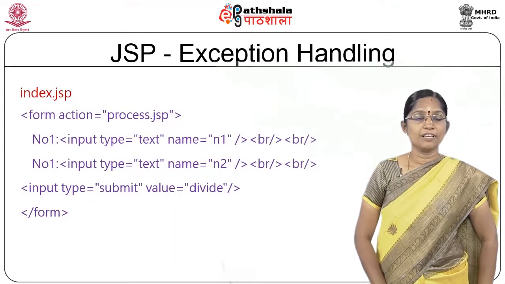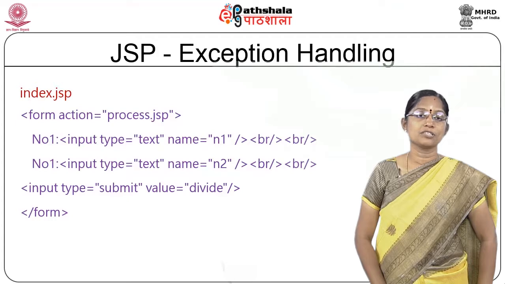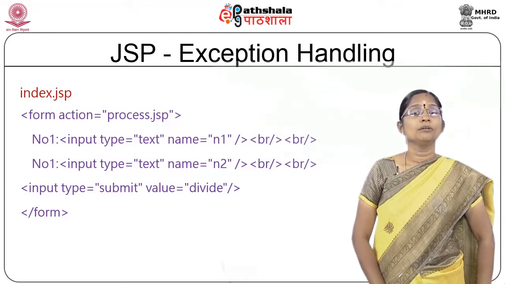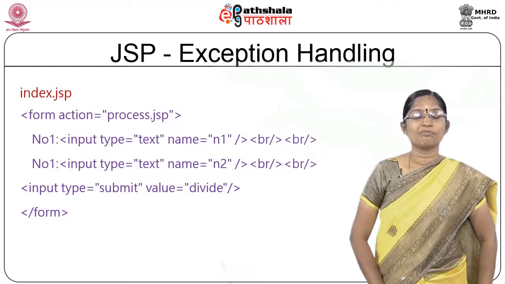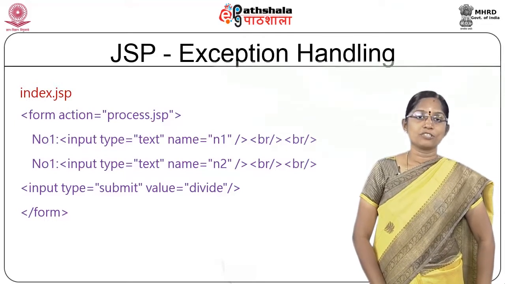This is index.jsp, in which, once the submit button has been clicked, the action will go to process.jsp. The content of index.jsp is going to have two text boxes, input type equal to text, with names n1 and n2. Both these text boxes will accept some values. Once the submit button has been clicked, it will call process.jsp.